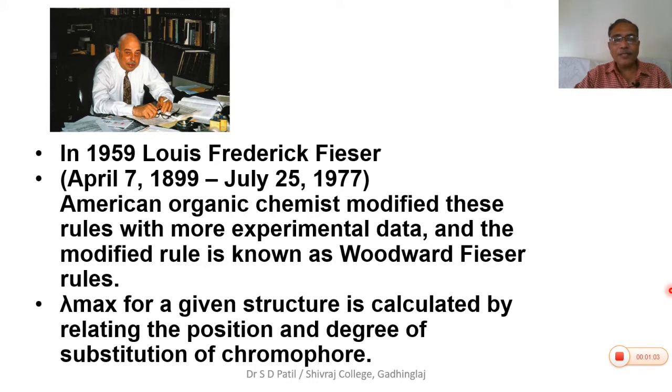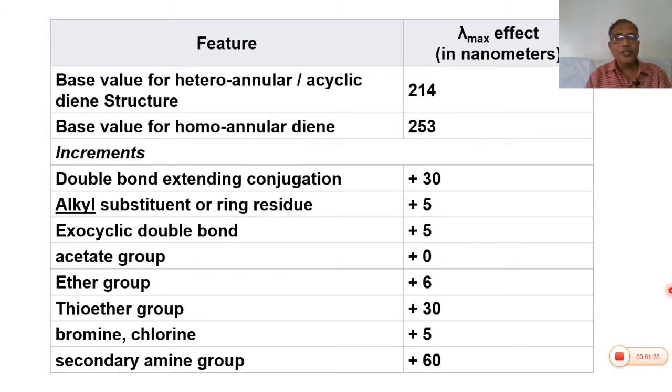Lambda max for a given structure is calculated by relating the position and degree of substitution of chromophore. In other words, Woodward-Fisher rules are useful for theoretically calculating the expected lambda max value for a particular compound, in this case for a diene. So Woodward and Fisher proposed some numerical details.